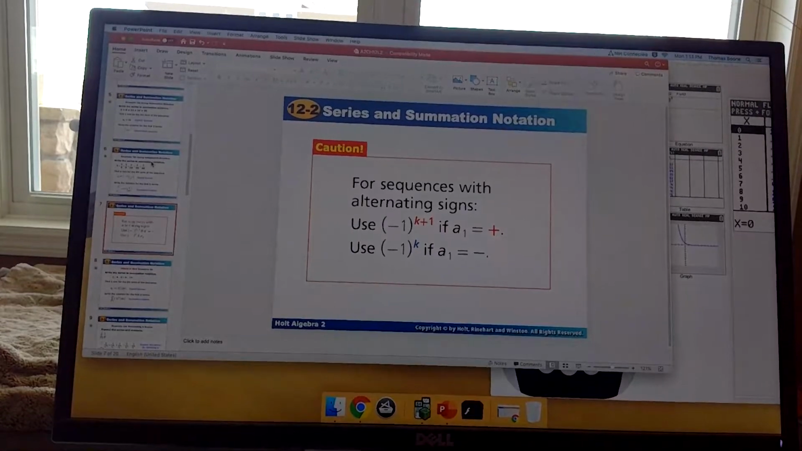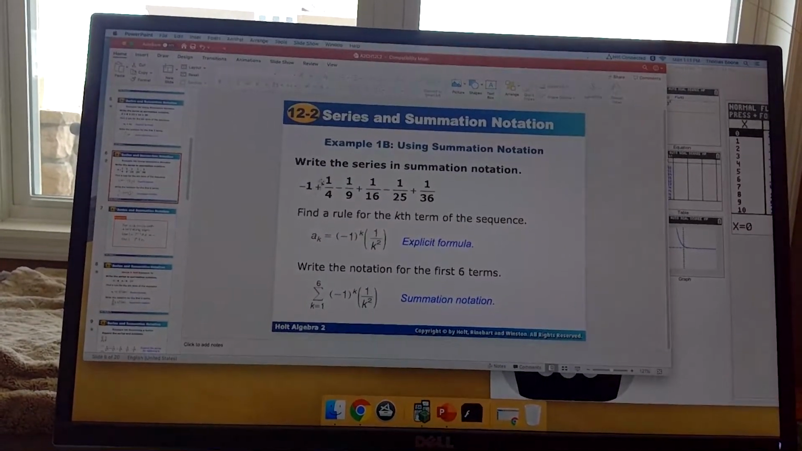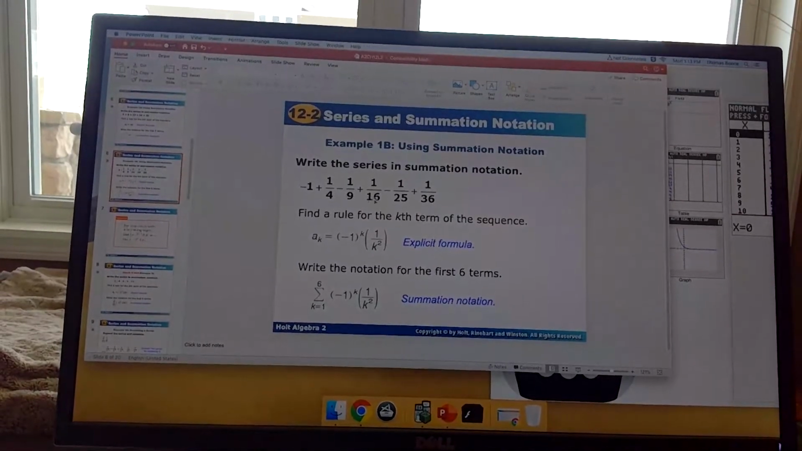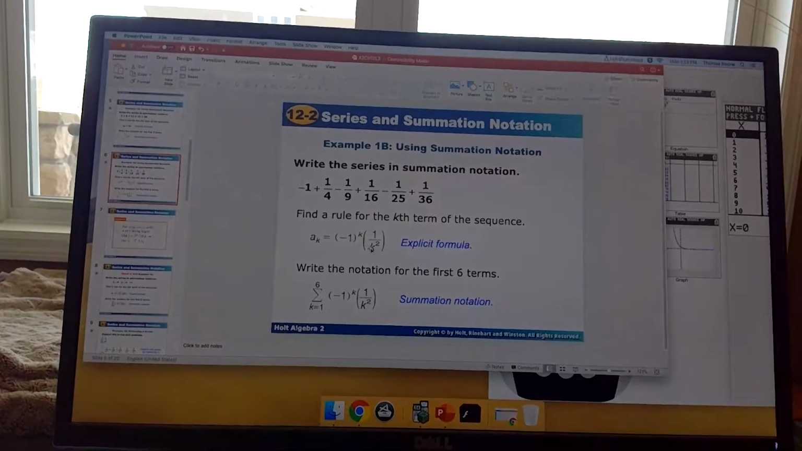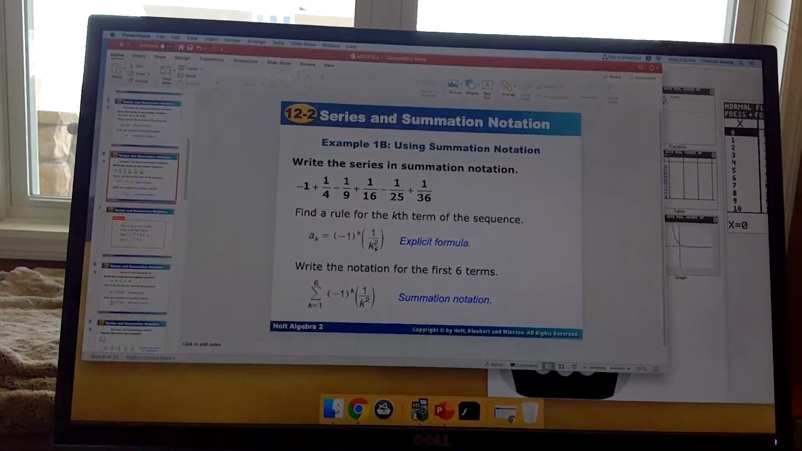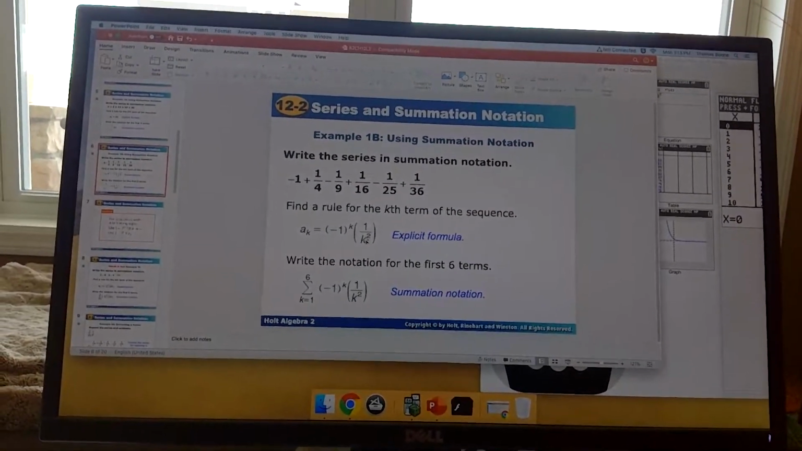All right, so now we go back. We've got to come up with the rule. Well, we can see here that this is 1 over 1 squared, 1 over 2 squared, 1 over 3 squared, 4 squared, 5 squared, 6 squared. So our formula is going to be 1 over k squared. Kind of kooky. Sometimes it takes a while to get used to these, but yeah, writing those explicit rules can be tricky. That is for sure.